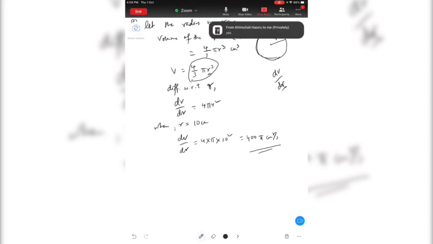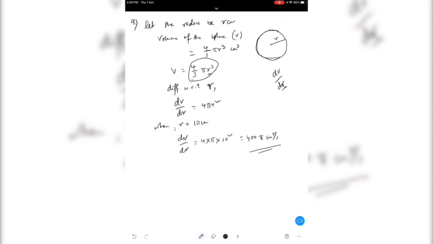Achha, question number 6 is homework. Radius of the air bubble is increasing at this rate, find the rate the volume is increasing when the radius is this. Question number 12 is also homework. Question number 6 and question number 12, those two only. Okay, so that's it for today. Thank you everyone.